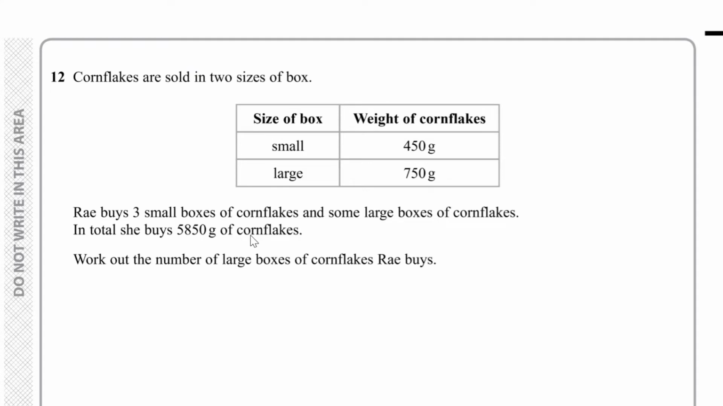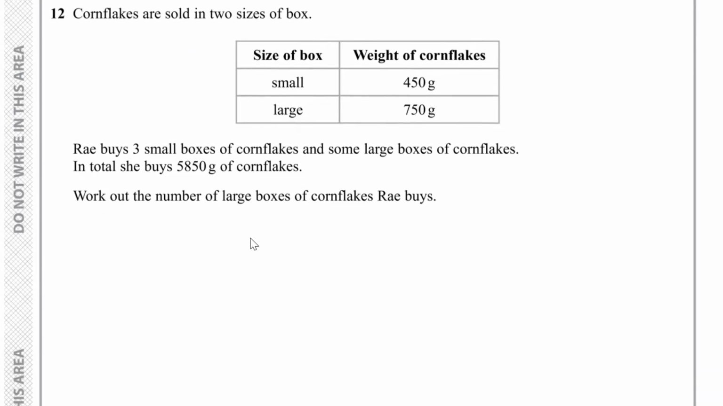Question number 12. Cornflakes are sold in 2 sizes of boxes. We've got small, and we get a weight of 450 grams in a small box, and for a large box we get a weight of 750 grams. Ray buys 3 small boxes of cornflakes and some large boxes of cornflakes. In total she buys 5,850 grams of cornflakes. We have to work out the number of large boxes of cornflakes Ray buys.